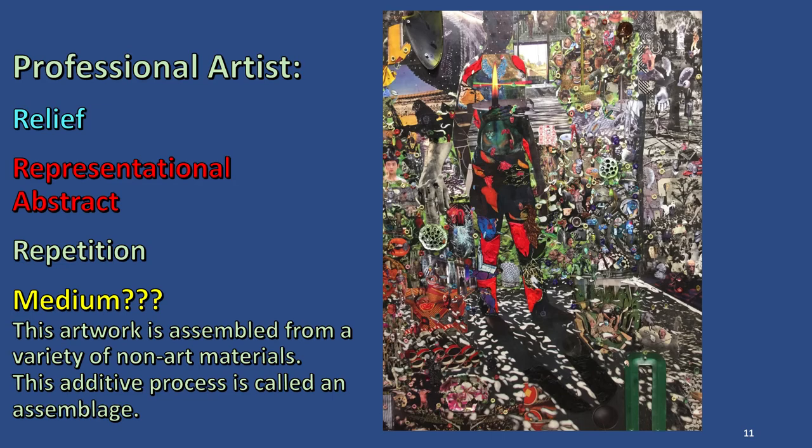This one is a relief. It's a 3D surface. It's representational, but it is abstract. You can see there's a figure of a person in here. There's a shadow. You have an essence of either maybe being in a room or outdoors. In some parts here, it's a little dreamy. It goes back and forth. Lots of repetition in here with objects and colors. And the medium is an assemblage of non-art materials.